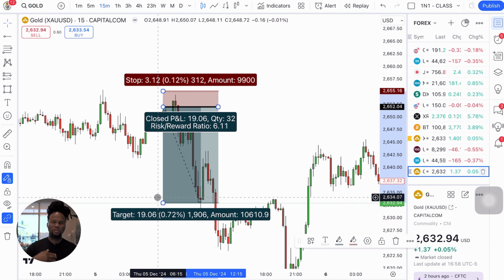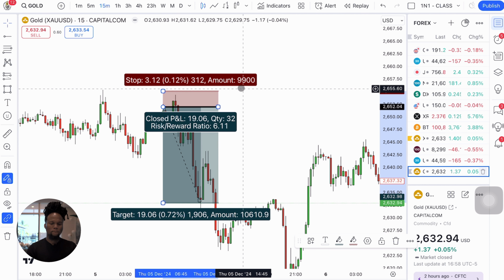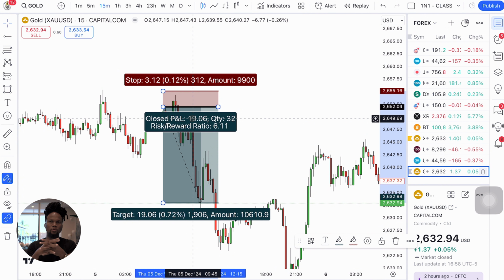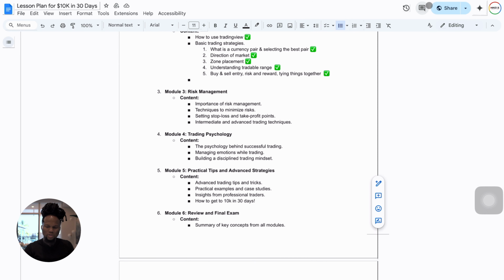The reward ratio and everything else is calculated automatically, but your lot size is determined by your stop loss area, because remember, you're putting the amount of money you're risking inside that stop loss area so that you don't lose too much money. You don't want to be losing money, man. You don't want to be broke, real talk.